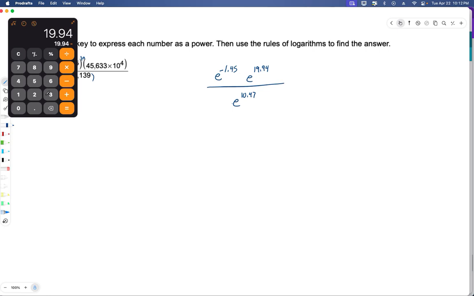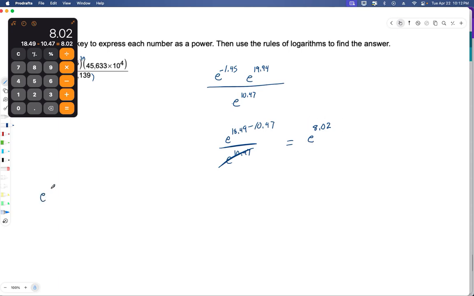19.94 minus 1.45. So that's going to be e to the 18.49. And when I bring this one up to the top, it's going to become a negative, right? So right here, it's like this. But I can do that and say minus 10.47. So minus 10.47, my answer is going to be e to the 8.02. That is one of the answers.